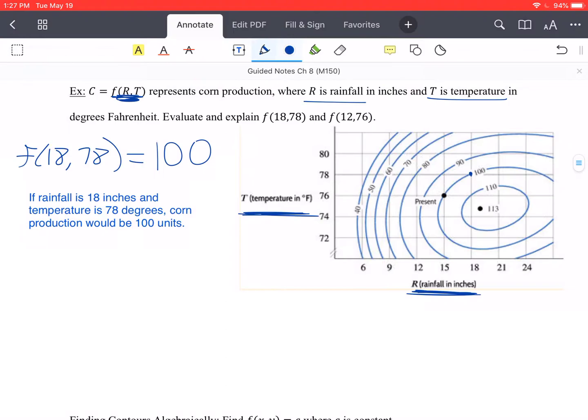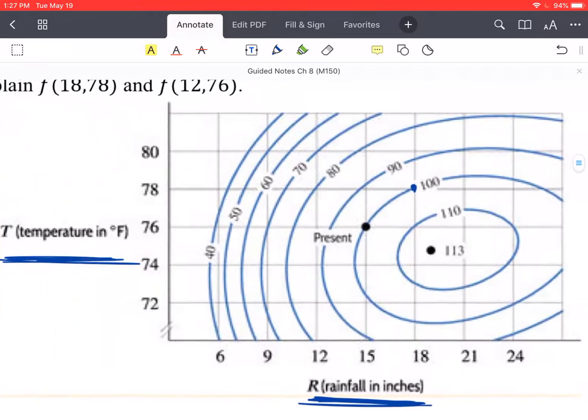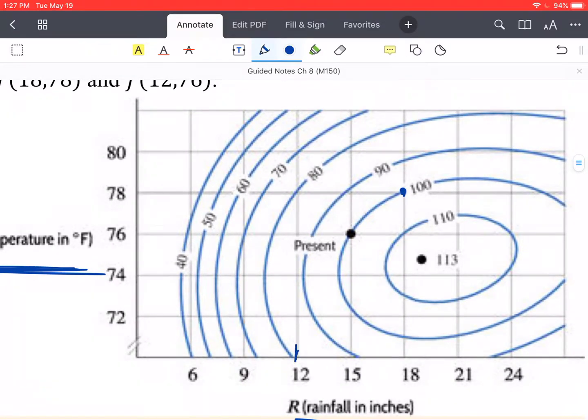Okay, so now let's look at the other one they asked us about. This is f of 12,76. So here's 12, here's 76. If we go right there, that's our point. Now, this point does not lie on a contour. So we can't just easily say it's got to be 100 like we did on the last one.